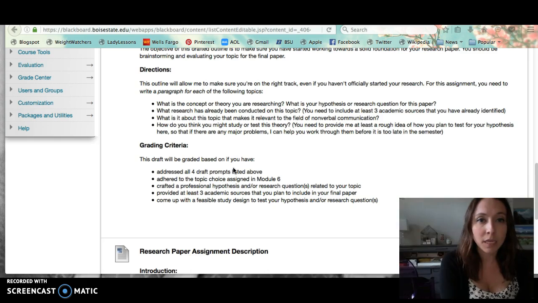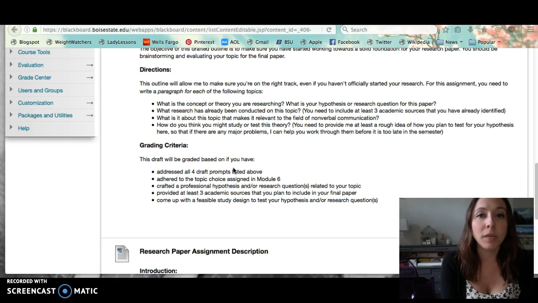The second element is what research has already been conducted. So for the draft, you only need to compile 3 academic sources that have been used, but you'll need more than that, obviously, for the final draft. And part of this paper is a lit review, and a lit review is basically a synthesis of existing studies that kind of build a rationale for why it is that you're conducting your own study.